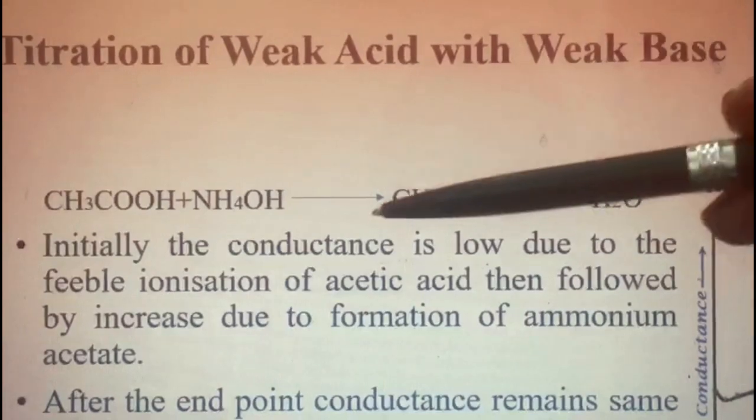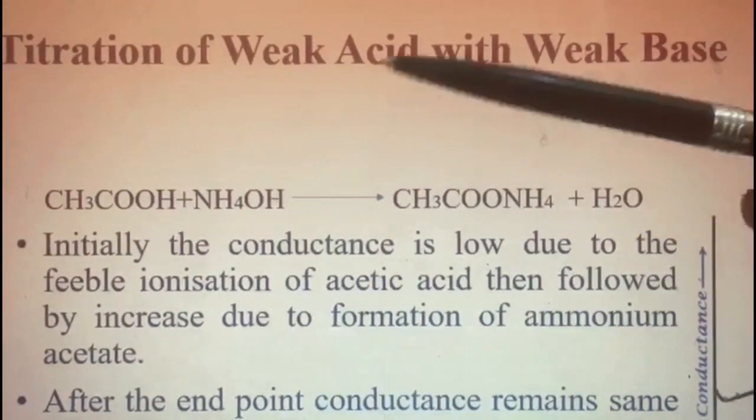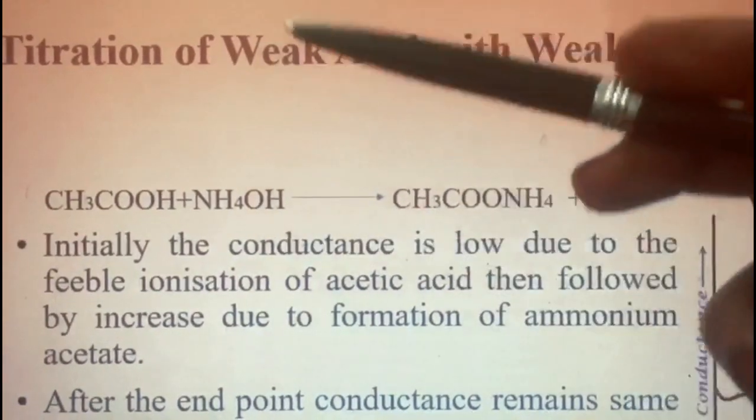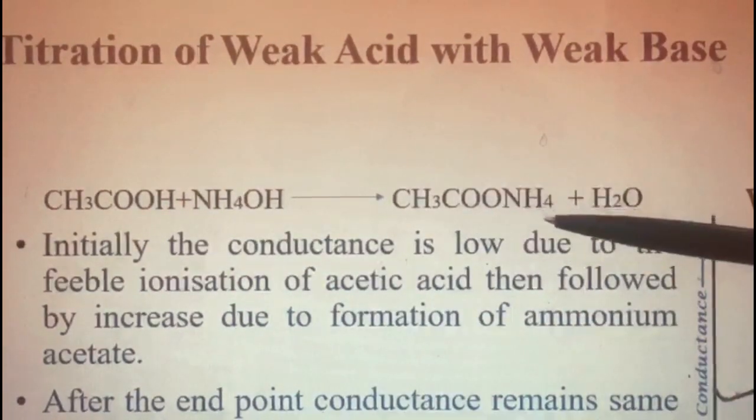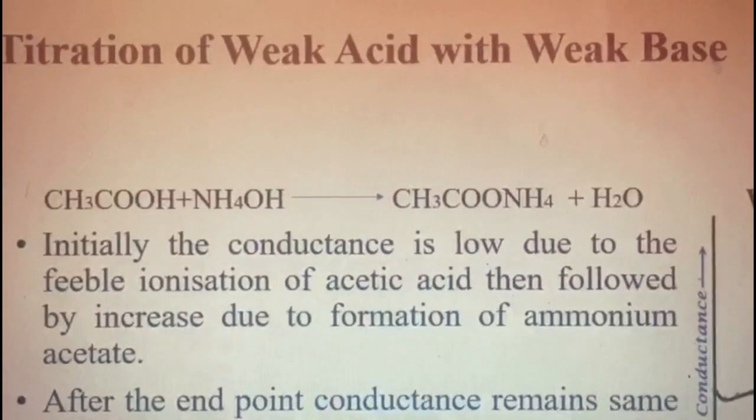Then this H plus will react with OH minus and form water. So the H plus quantity will decrease again. So the conductance will slightly decrease because of the absence of H plus, as H plus is converted into undissociated water. Then what will happen? This acetate ion reacts with ammonium hydroxide. It will form ammonium acetate and water. This ammonium acetate is a strong electrolyte, so it will be completely ionized and hence the conductance increases slightly.